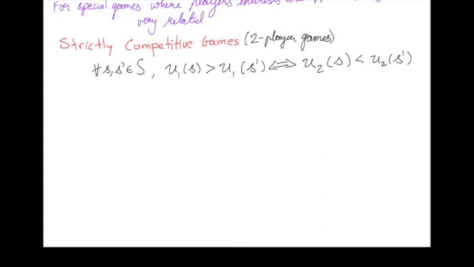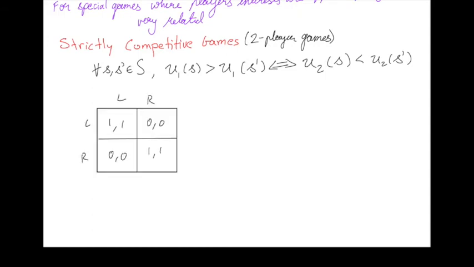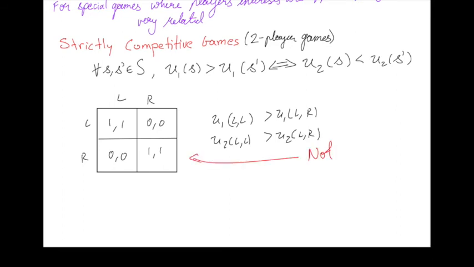Whenever you define a new concept, it's always instructive to first look at an example of something that's not what you just defined. So let's first write down an example of a game that's not a strictly competitive game. This coordination game that we saw earlier, where the two players have to decide which side they want to go on, and they both get a higher payoff from matching than they do from not matching, means that they both have the same preferences over whether they match or they don't match. LL gives both of them a higher payoff than LR. So U1 of LL is higher than U1 of LR, and U2 of LL is higher than U2 of LR. So this is not a strictly competitive game.